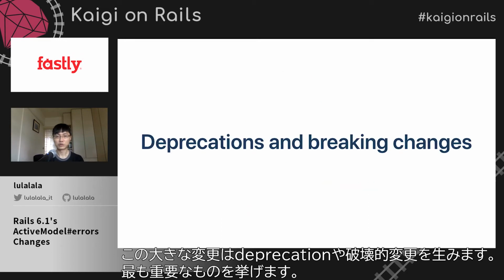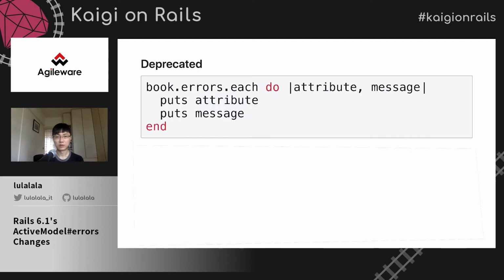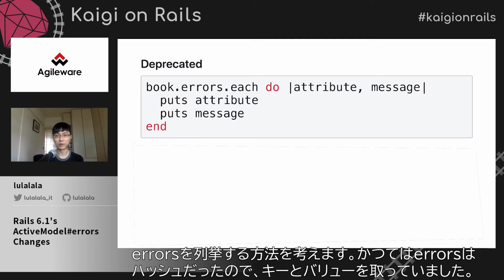As with all big changes, there will be deprecations and breaking changes which require updates. I will list the most important things below. So how do we upgrade? Let's look at how we can iterate through these errors. In the past, errors behave like a hash, and we iterate as such.